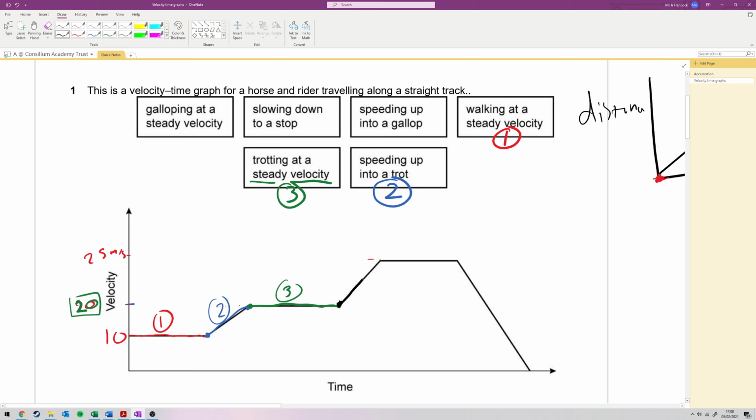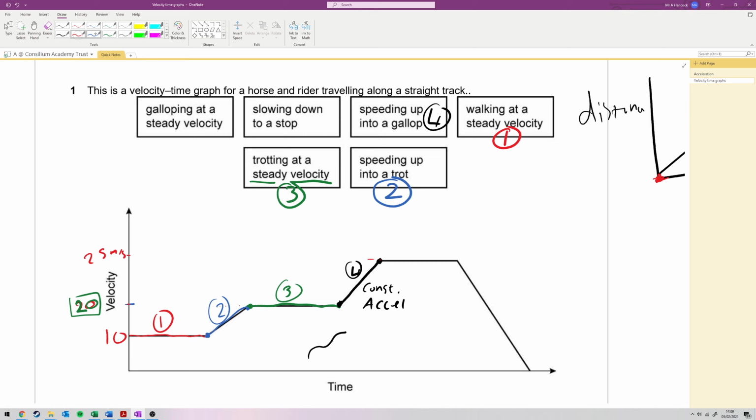So the next section here is section 4. Notice that 2 and 4 are straight lines going up. Okay, they're not curved lines like this, they're completely straight. Now the velocity started at 20 and ended at 25. But it went up in a straight line, so this is a constant acceleration, a steady acceleration. Now, for 4, this is 4 here, speeding up into a gallop.